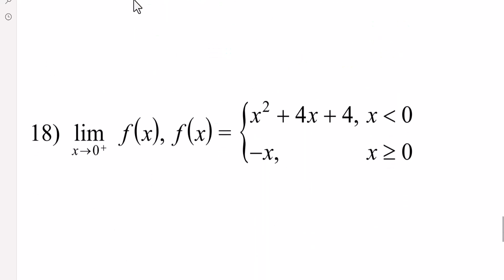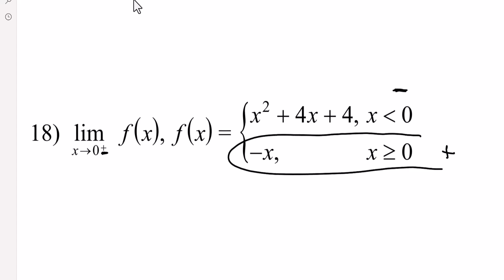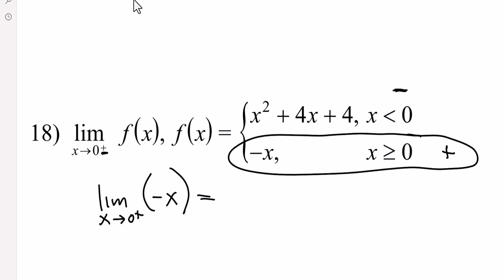Now, if they were coming from the right, well, from the right of 0, and this is the left of 0, so this is the only part of the graph that we care about. So you would say the limit as x approaches 0 from the right, we have negative x. Well, when you plug 0 into there, the opposite of 0 is still 0.